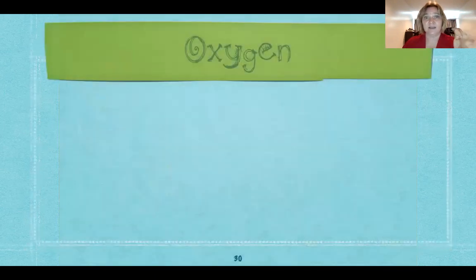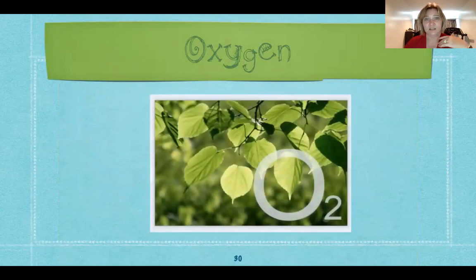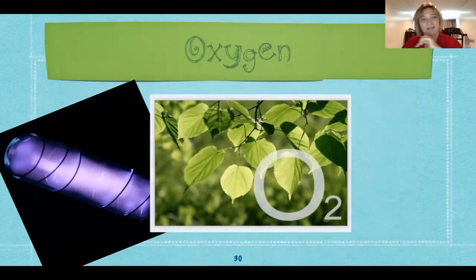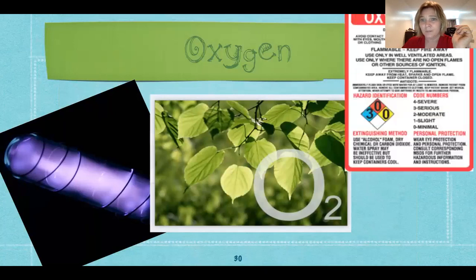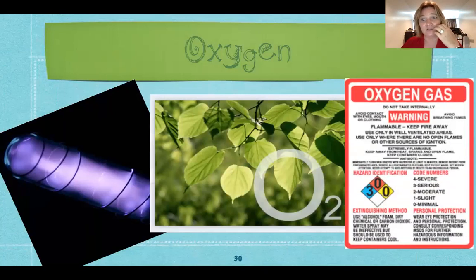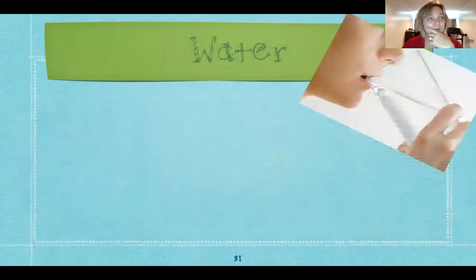The other element that makes up water is oxygen, which is released by plants. Obviously, we need it to breathe. When you pass electricity through oxygen, it's really similar to hydrogen. It's kind of this purply color. And it's also flammable. The space shuttles use liquid oxygen for fuel, literally, and that takes them into space.